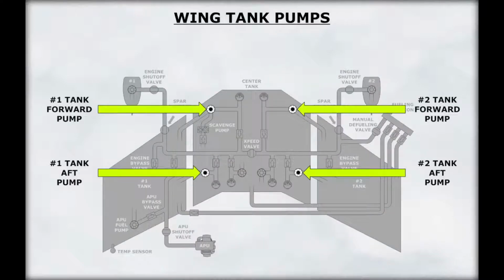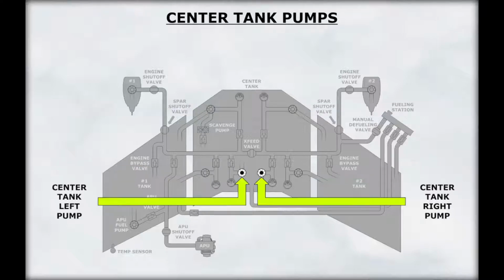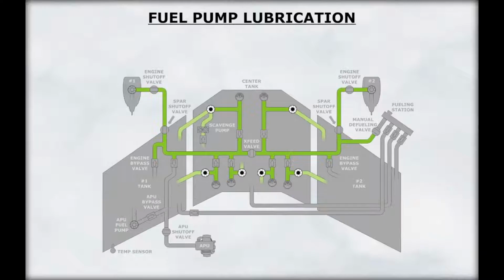Each tank is serviced by a pair of AC electric fuel pumps. All the fuel pumps are located in the center tank. Fuel is drawn from the wing tanks by manifolds connected directly to each wing tank pump. The wing tank pumps are labeled forward and aft. The center tank pumps are labeled left and right. Fuel is drawn directly from the center tank. The fuel pumps are cooled and lubricated by the fuel passing through the pump.